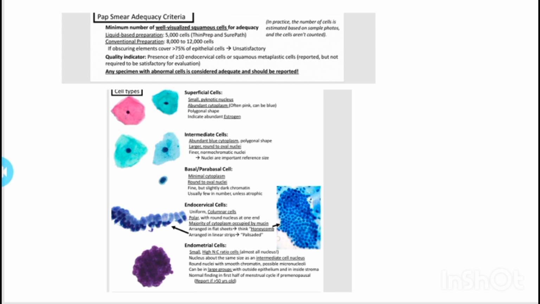Okay, so what is the minimum criteria? That is the cutoff of squamous cells. For liquid based preparation, minimum 5000 cells should be present. For conventional, that is the usual one we will do, 8000 to 12000 cells should be there.